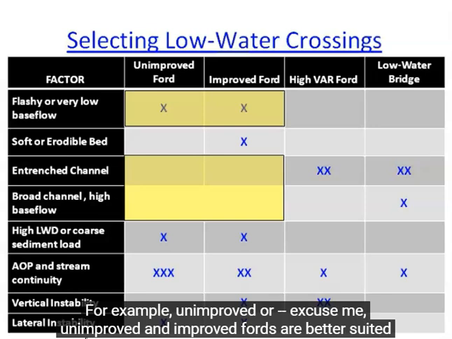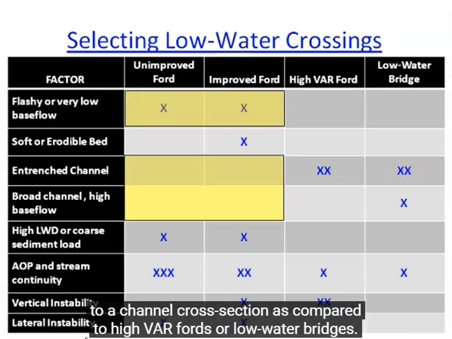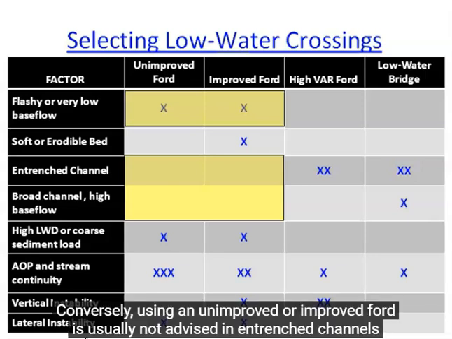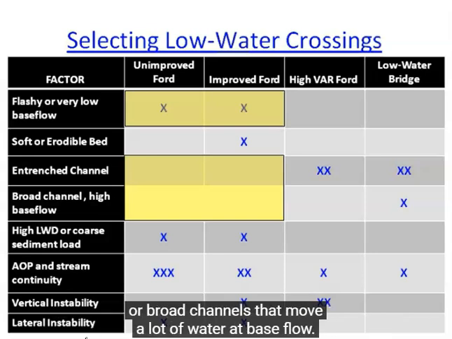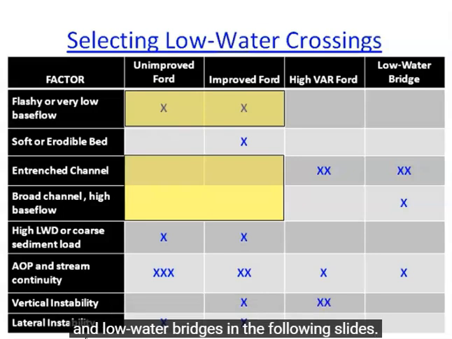For example, unimproved and improved fords are better suited for sites with flashy stream flow or very low base flows because they usually minimize changes to a channel cross-section as compared to high VAR fords or low water bridges. Conversely, using an unimproved or improved ford is usually not advised in entrenched channels or broad channels that move a lot of water at base flow. So I'll go over some examples of unimproved and improved fords, vented fords, and low water bridges in the following slides.